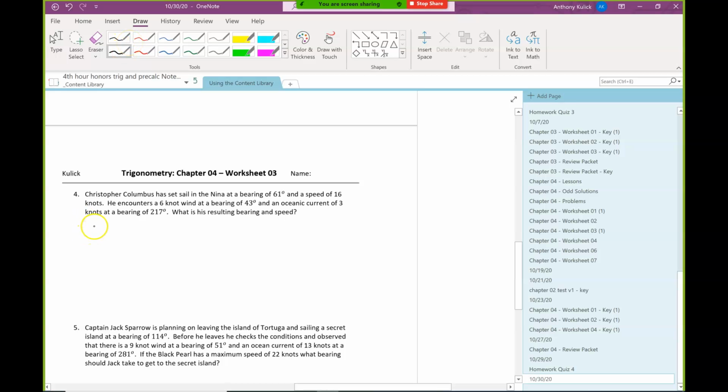Okay. So the first vector, we have a bearing of 61, which means our angle of rotation is 29. That's okay there. So our v1x is going to be 16 cosine 29. And our v1y is going to be 16 sine 29.